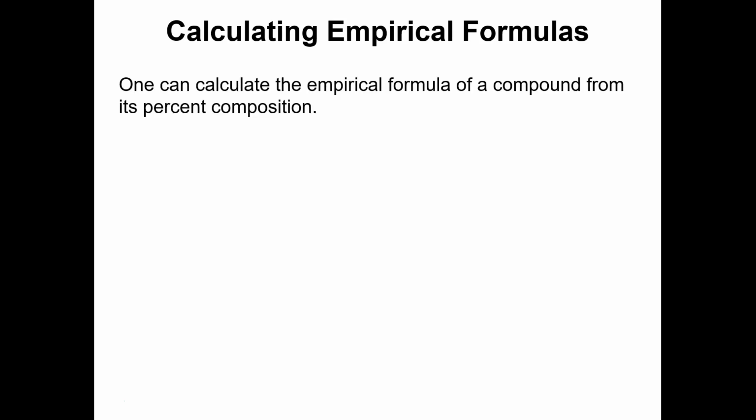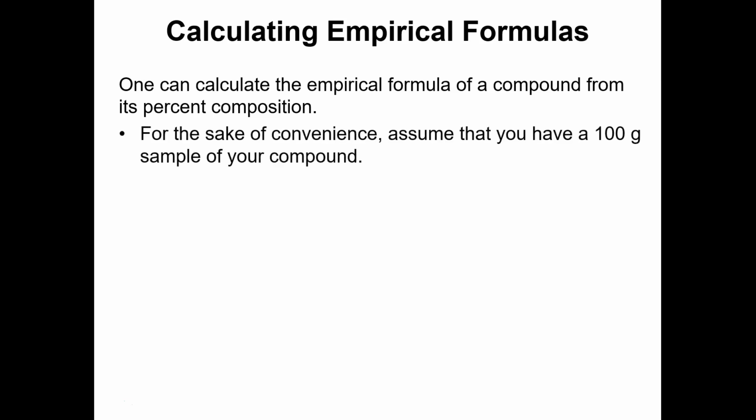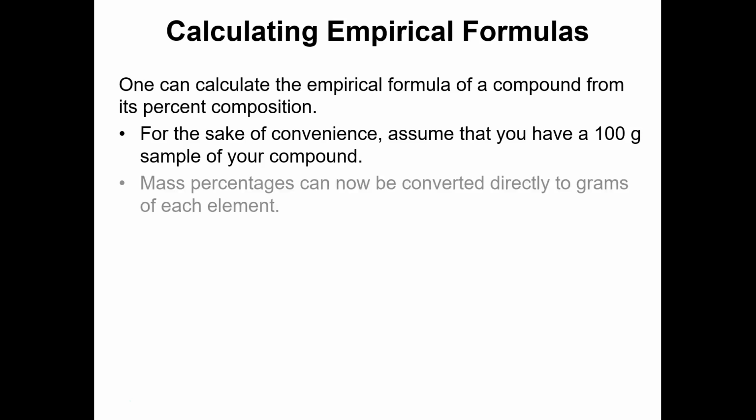So if you know the mass percent composition of a particular compound, you can calculate or determine its empirical formula. And the way that this is typically done for the sake of convenience is to assume that you've got a 100-gram sample of this unknown compound. The reason we use 100 grams is because the composition is reported as a percentage. And so if I've got 100 grams of a compound that is 40% carbon by mass, then I know that I've got 40 grams of carbon in that sample because 40 grams is 40% of 100 grams.